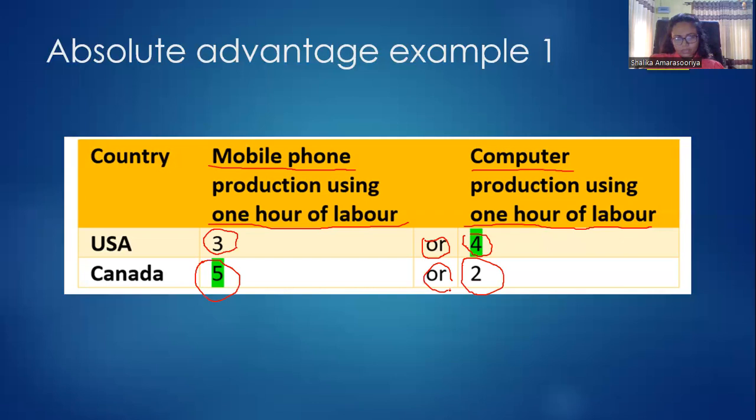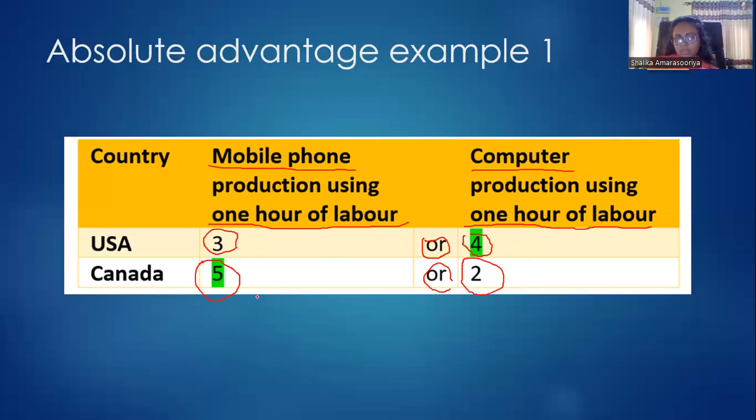So can you tell me which country produces more mobile phones within a labor hour? USA produced 3 and Canada produced 5. So Canada produced more mobile phones within a labor hour. When we consider computers, USA produced more computers than Canada. It can produce 4 computers within a labor hour, but Canada only produced 2 computers within a labor hour.